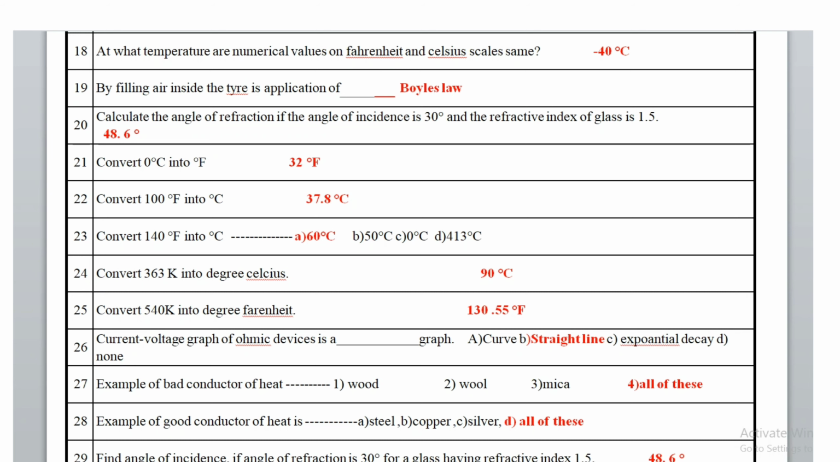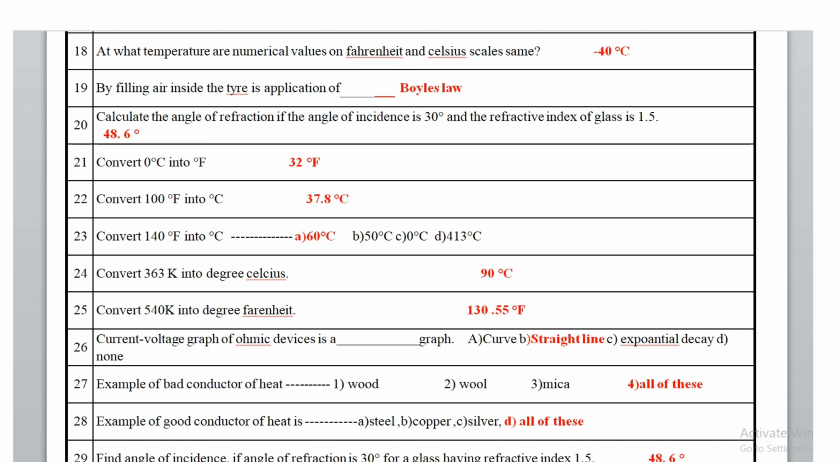Convert 140 degree Fahrenheit into degree Celsius, it is 60 degree Celsius. Convert 363 Kelvin into degree Celsius, it is 90 degree Celsius. Convert 240 Kelvin into degree Fahrenheit, it is 130.55 degree Fahrenheit.